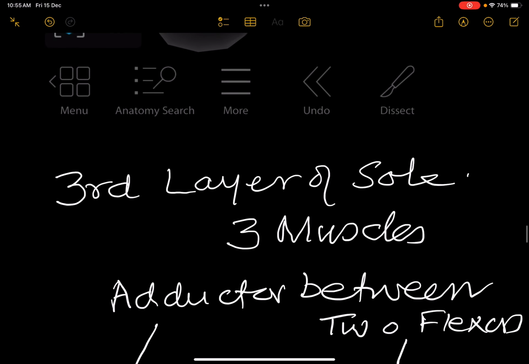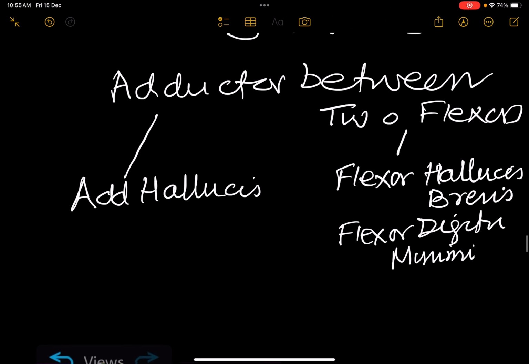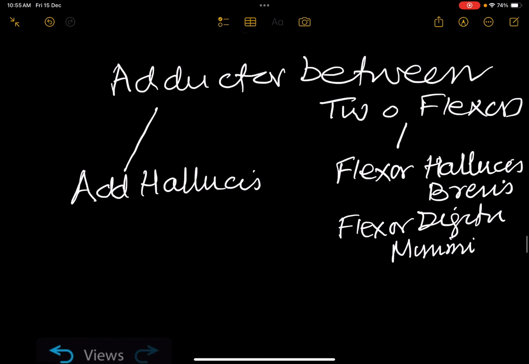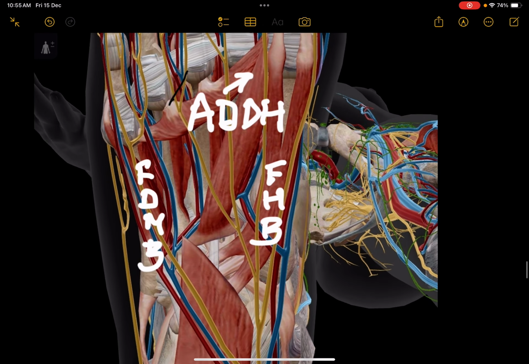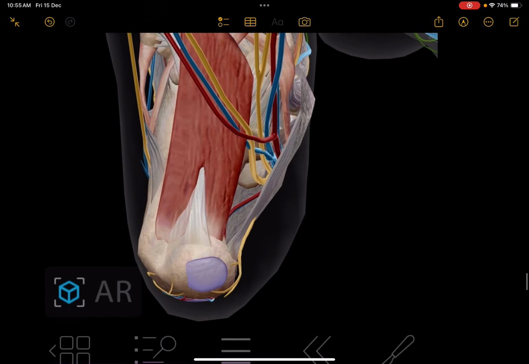Then we go on to the third layer of sole. Here there is an adductor between two flexors. Again three muscles, adductor between two flexors. The first was flexor between two abductors. There is adductor between two flexors, adductor hallucis between flexor hallucis brevis and flexor digiti minimi brevis. See this? This is the adductor hallucis between flexor digiti minimi brevis and flexor hallucis brevis.